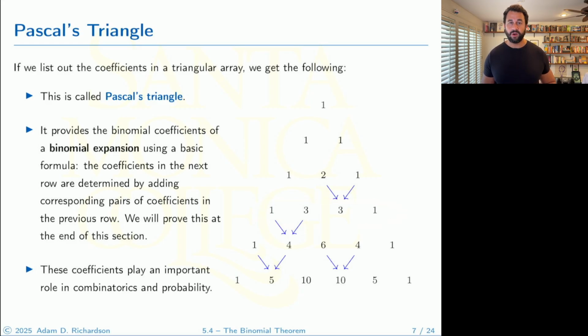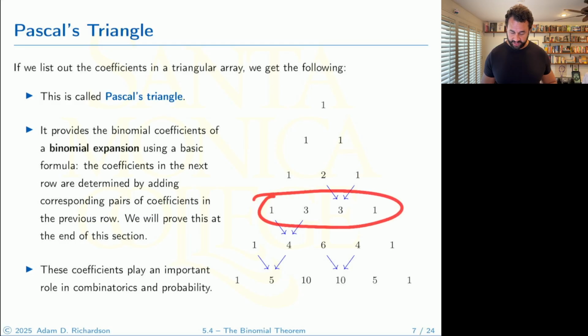Well, we take the row above it and we add the coefficients pairwise. So there's always a 1 on the diagonal here and the diagonal here. We saw that in the expansions. How did I get 2? I added 1 plus 1 to get 2.